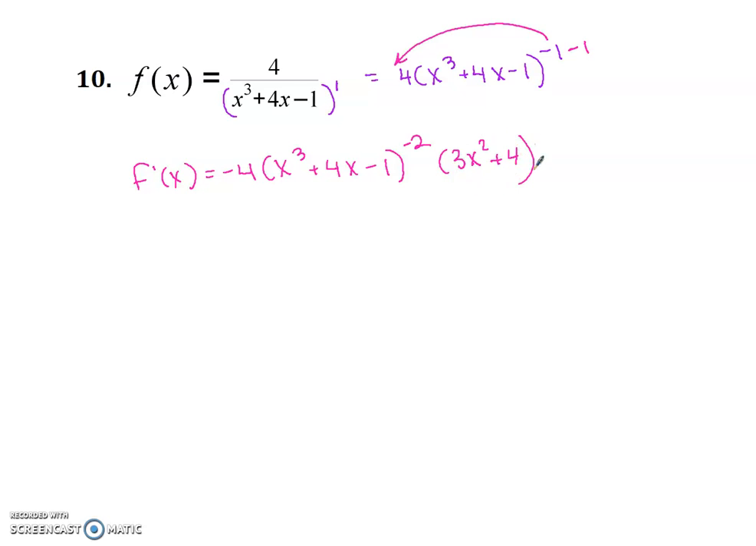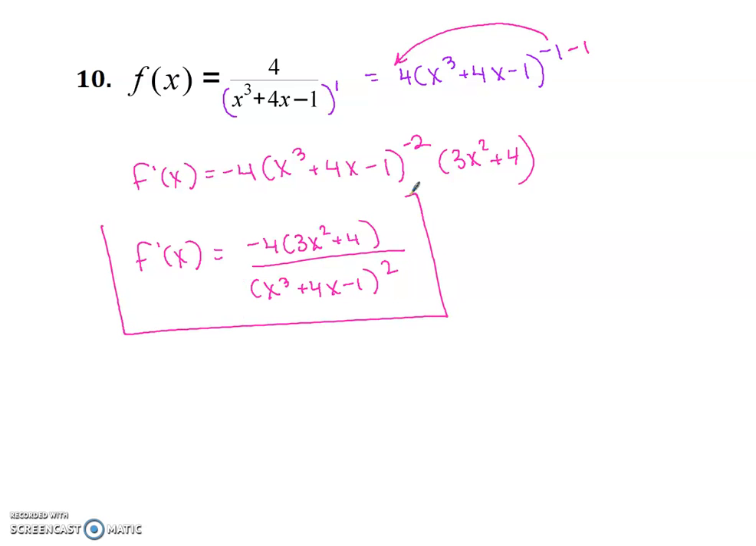Then to simplify this, there's nothing I can GCF out of this. This one has a negative exponent, so I want to bring it to the bottom. So on top, I'm left with -4 times 3x squared plus 4 all over x cubed plus 4x minus 1 squared. Now if we had gone through and done the quotient rule, we would get the exact same answer. So either way would work on this one.